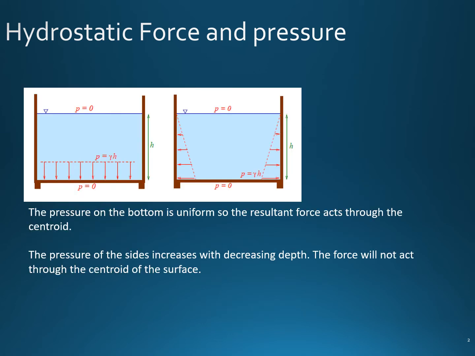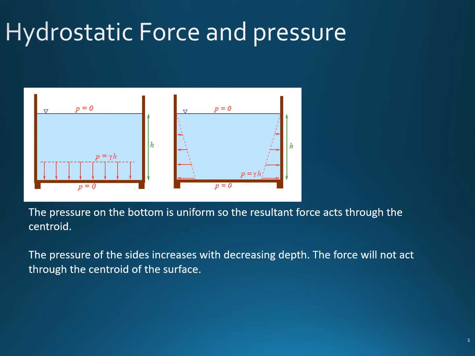Now let's see how the pressure variation occurs at different surfaces. For the tank here, we have two sides of the tank and the bottom of the tank. When we design this structure, we need to know what forces are acting on the side of the tank and what forces are acting on the bottom of the tank.